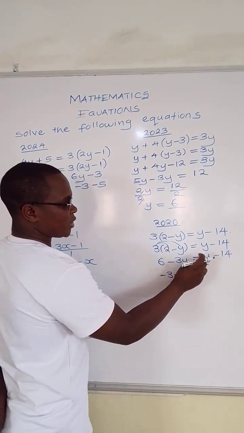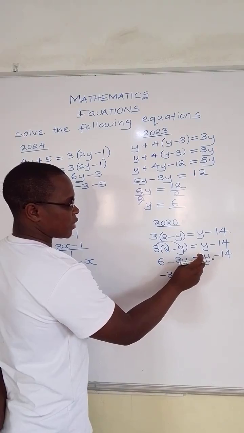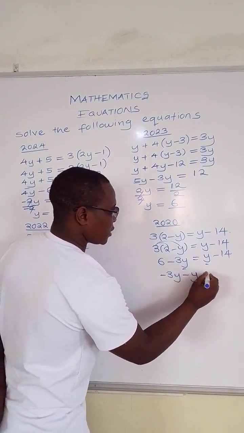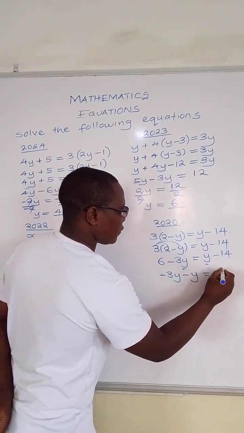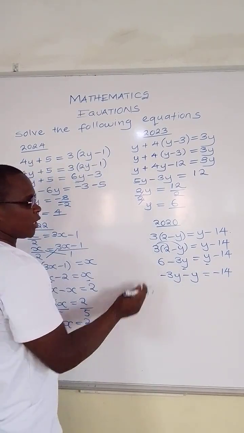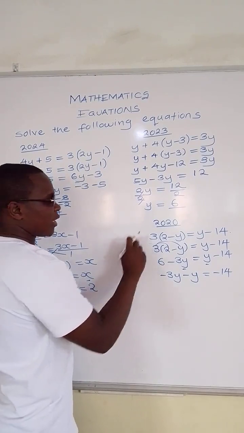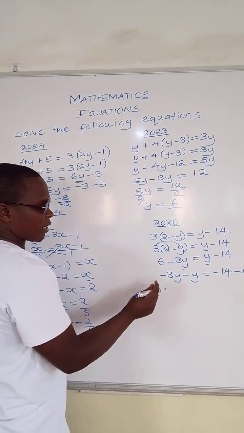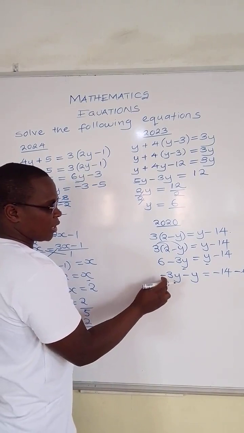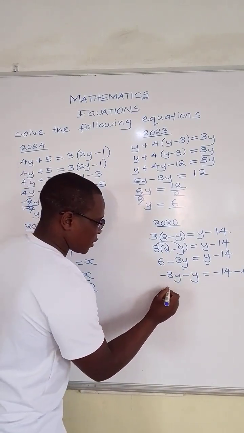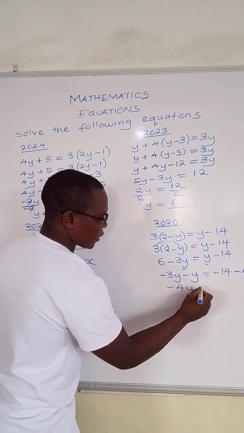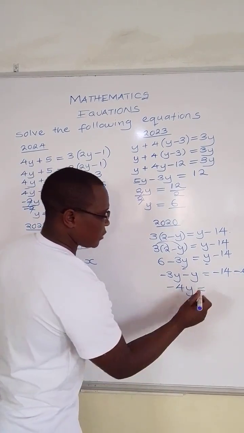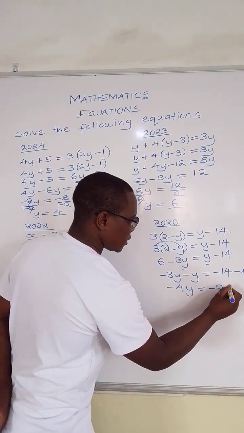So we're going to have negative 3y this side. When we transpose, this is a positive. So when we transpose this positive y on the other side, we're going to have negative y is equal to, we have negative 14 this side. Okay, and then when we transpose this positive 6 on the other side, we're going to have negative 6. So we're going to have, when we simplify this one, negative 3y minus y gets negative 4y is equal to negative 14 minus 6 get negative 20.